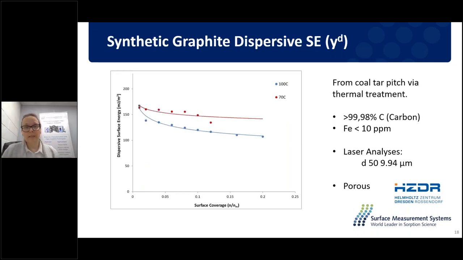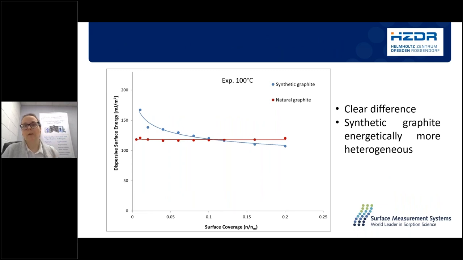Synthetic graphite surface energy clearly changed with the temperature. At the moment, we also measured the 120 Celsius of this sample. This synthetic graphite is made from coal tar pitch, and it also has a heterogeneous surface energy profile, so it's not as uniform as natural graphite. If we compare the two graphite samples at the same temperature, you can clearly see the difference. The natural graphite is more homogeneous energetically, while synthetic graphite is very heterogeneous energetically.